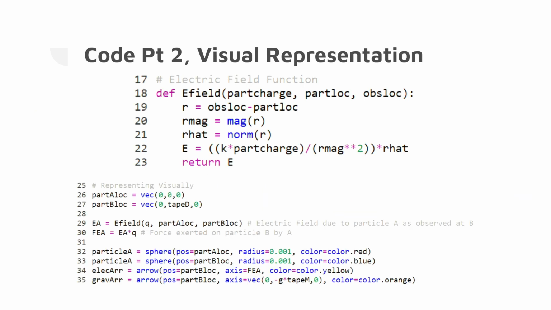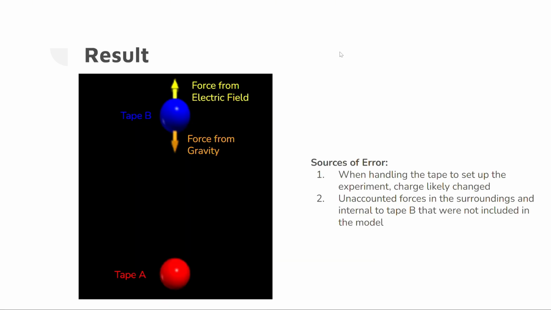And now we can use this electric field function, which is just Coulomb's law, where you can plug in your particle charge and particle location where you're observing, and then it spits out the electric field at that point. So we can compute the electric field exerted by tape A on tape B. And then down here, lines 25 through 35 are just visually representing those particles' interactions using the code. So after running the code, we find this to be our result, where tape A is exerting an electric force on tape B, but that balances out with the force due to gravity.